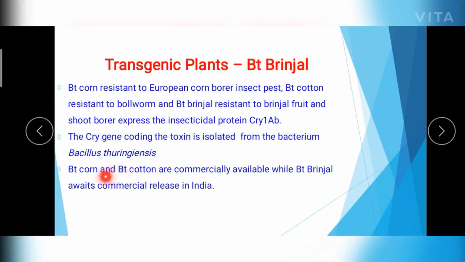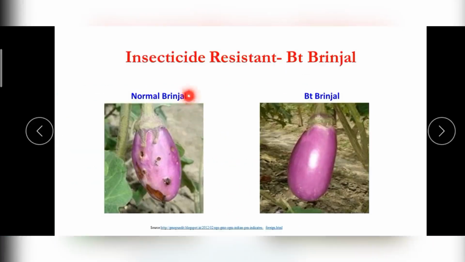Okay, so these insecticide resistant plants are commercially available in many countries, and in our country this BT brinjal still awaits the commercial release, whereas the BT corn and BT cotton are in use. So this is the normal brinjal which is susceptible to the insect larvae, whereas this is the BT brinjal which is resistant against the insect larvae infection.